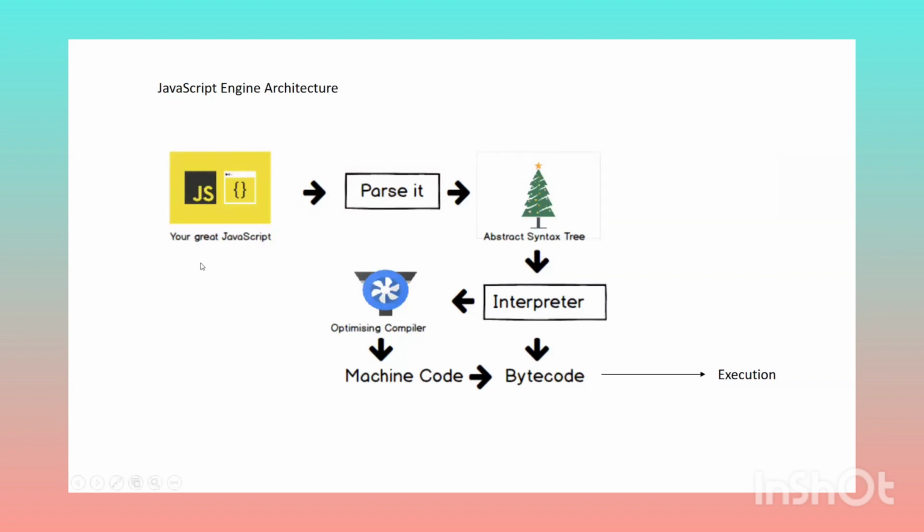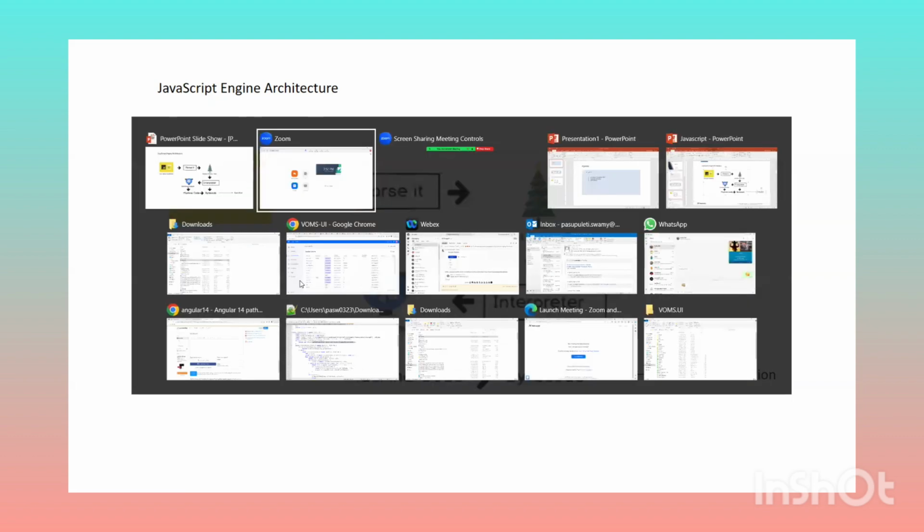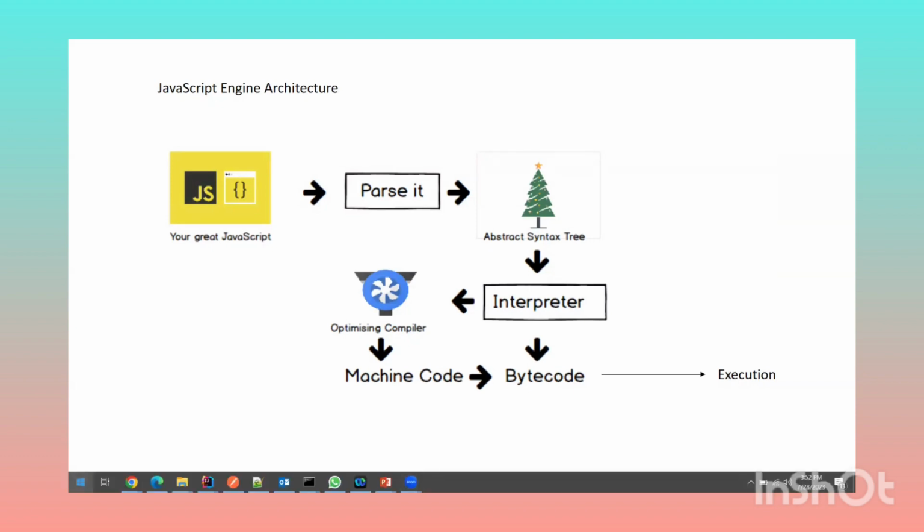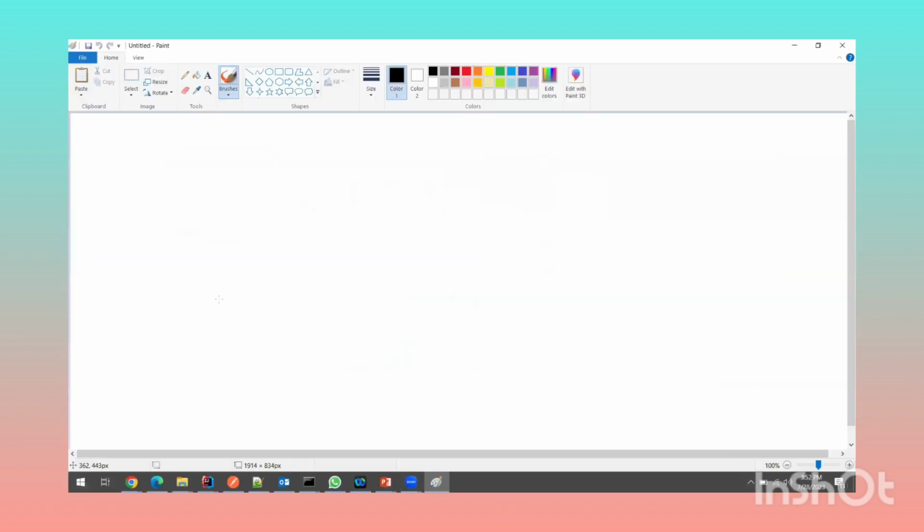Once we write our JavaScript code in any editor, as we discussed in the previous slide, it goes to the parsing phase first. Once the parsing is done, it generates output called the AST, the abstract syntax tree. We'll discuss this with the help of, let me write all these key points down somewhere, so let me open Paint.